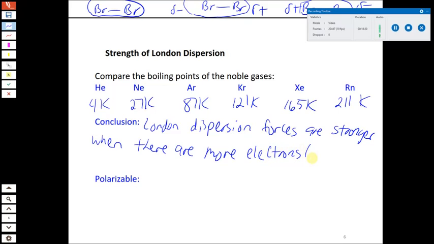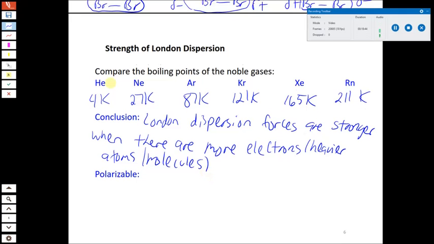So most of the comparisons we'll use for London dispersion forces are going to be basically whatever has heavier atoms or heavier molecules, whatever has a higher molar mass. Those will be the ones that we would predict have stronger dispersion forces. All else equal, as long as they're all nonpolar molecules, and London dispersion forces is all we're comparing, the heavier the atom or the molecule, the stronger the London dispersion forces are going to be.